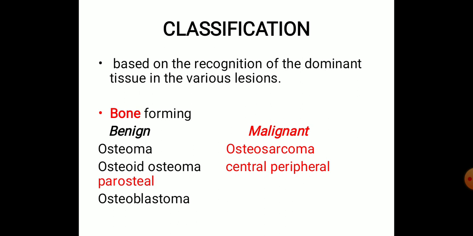When it comes to bone, what are the benign tumors which we can find in the bone? First one is osteoma, second is osteoid osteoma, third is osteoblastoma. These are the three benign tumors which we can find in bone, and the malignant ones are osteosarcoma, and central and peripheral periosteal tumors. These are the malignant ones which we can find in the bone.